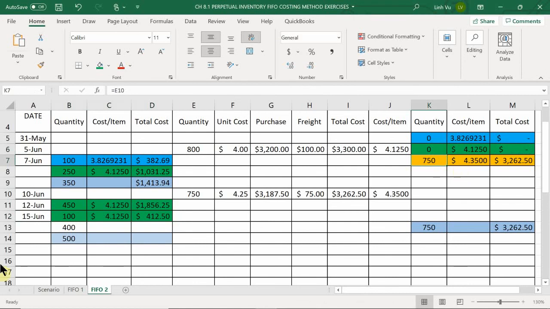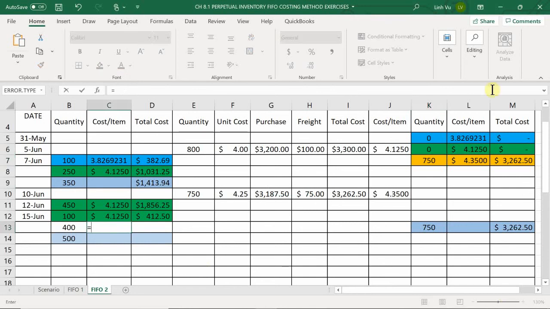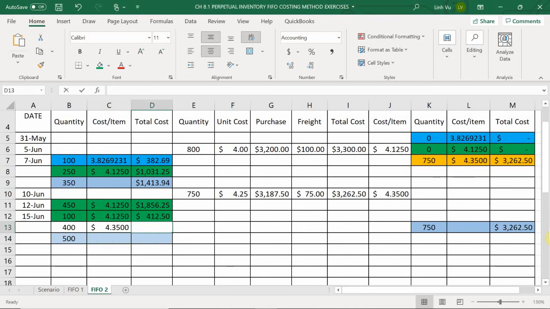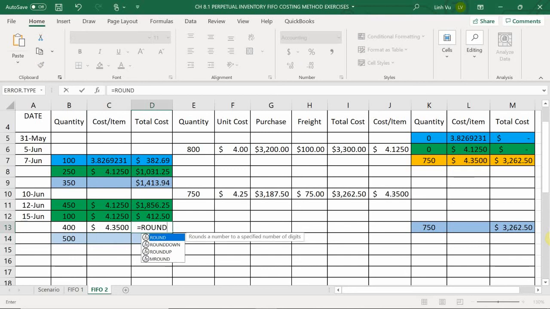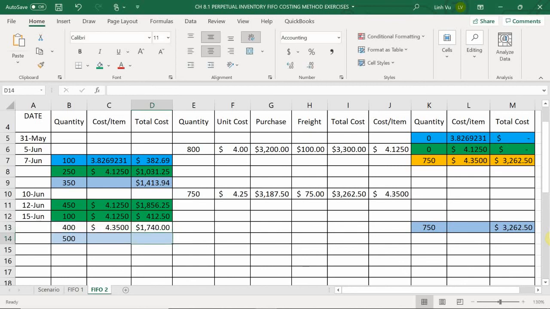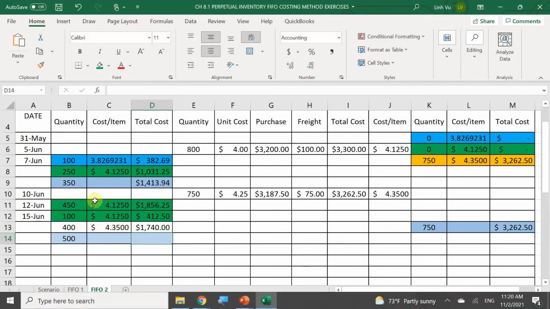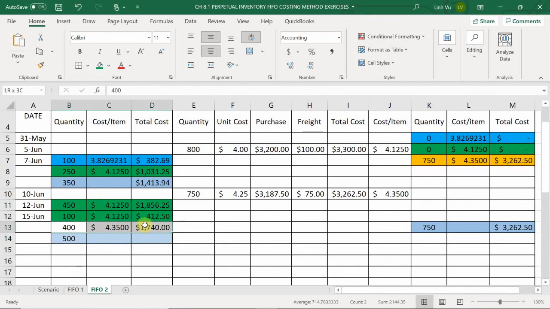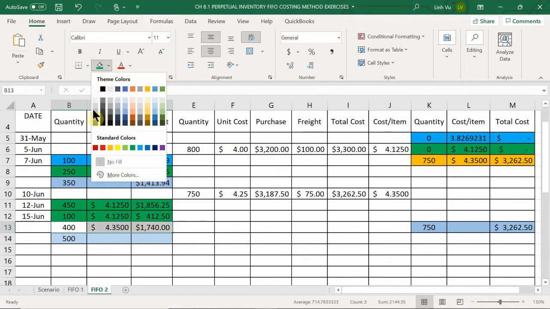Next is my orange batch, which I'm only selling 400 from. Now this one is a simple, easy round number for $4.35 each. So how much is it going to cost me to sell 400 units at $4.35 each? 1,740. This is my orange batch of inventory.